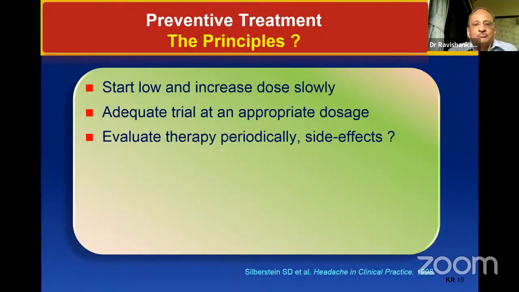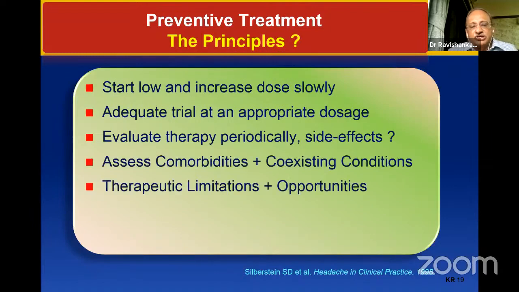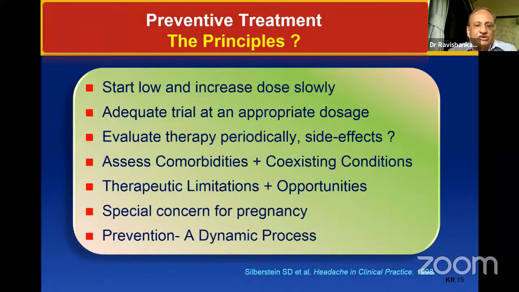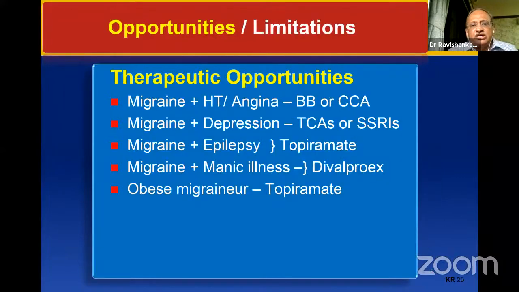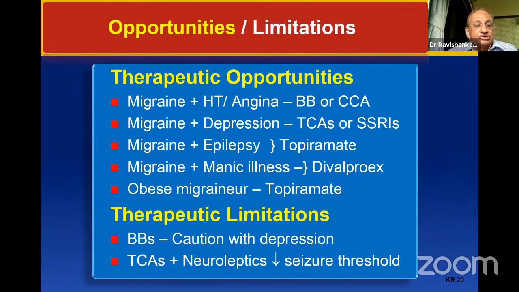Start low, go slow, start at an appropriate dosage, evaluate periodically, look for opportunities to use one drug with two actions or two drugs which combine well with each other. And when you see the opportunities, for example, if a migraine patient has hypertension, you can use a beta blocker or a calcium channel blocker. If a migraine patient has depression, you can go with a tricyclic antidepressant. If a migraine patient has epilepsy, you would go with an AED. And if there is bipolar disorder, you would go with divalproex. So these are the ways you would use, and sometimes you have to limit your choices.